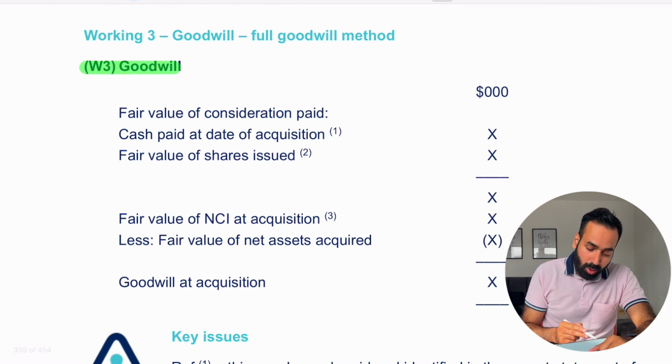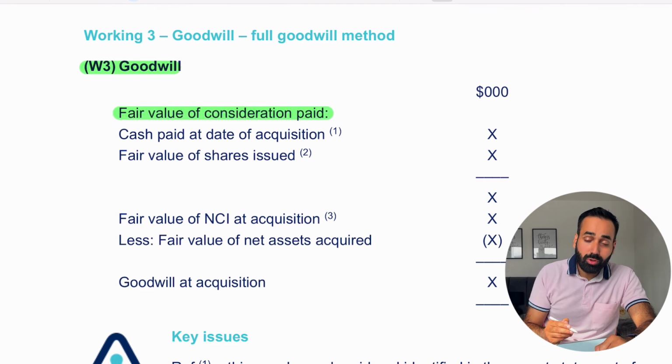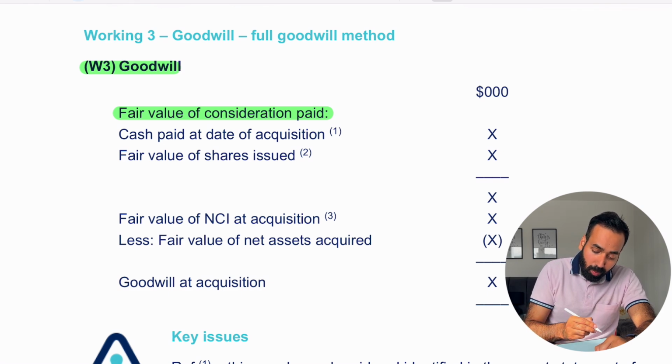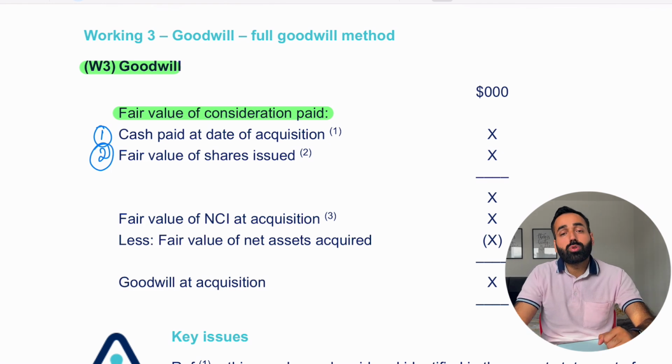So goodwill is your working three, a standard third working, where you will start with the fair value of consideration paid. So how much money you have paid, right? That will be your starting point. Now you might have payments in two stages. You might do some cash payments and then some shares issued. So both you need to consider.